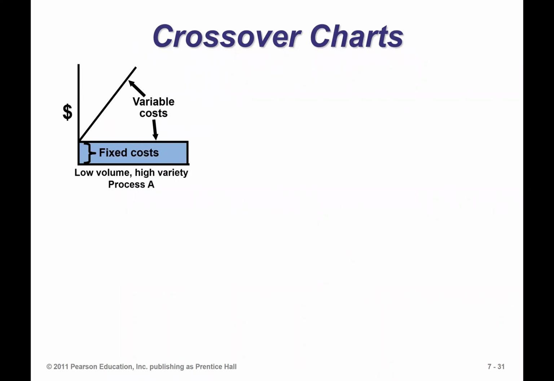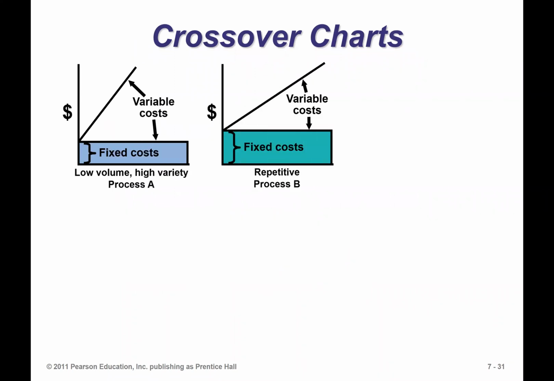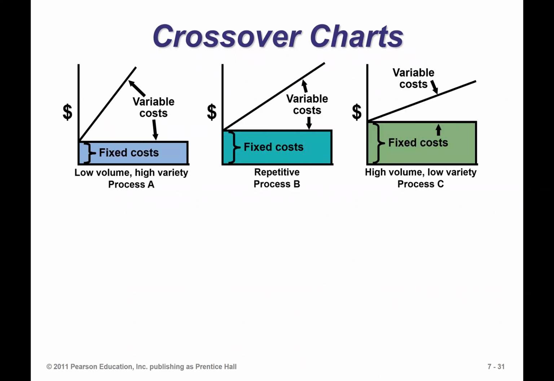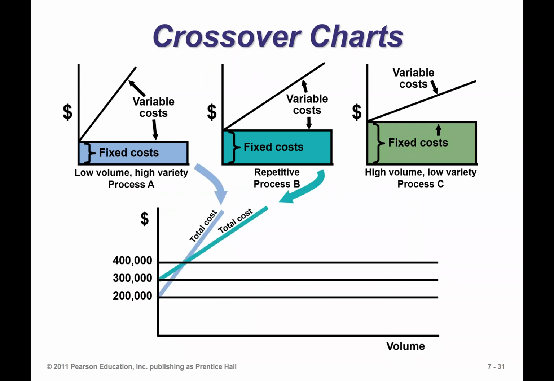So let's look at crossover charts now. This is where fixed cost and variable cost come into play. All right. Since you've done fixed costs and variable costs before, your fixed cost is the cost that you would spend every month. So if you rent a facility, you have to pay rent or mortgage every month. If you lease it, same thing, right? So that's a fixed cost, right?